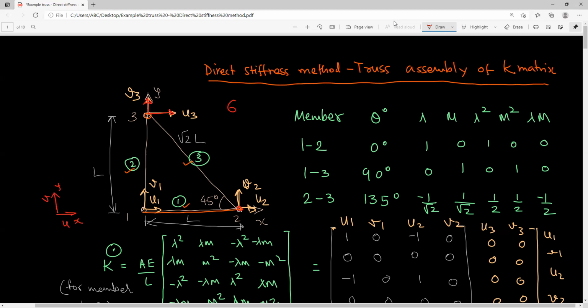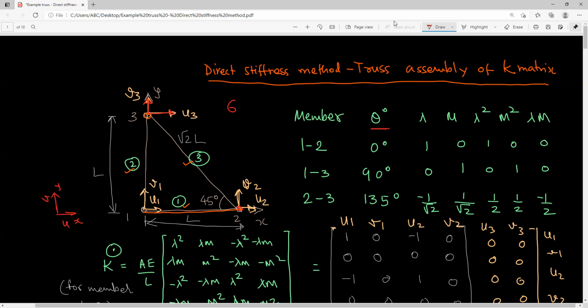Now, how to analyze this truss using the direct stiffness method? There is a systematic procedure. First, you need to create this table. You have to write all the members and how the members are oriented. Now, how do we calculate how the members are oriented?